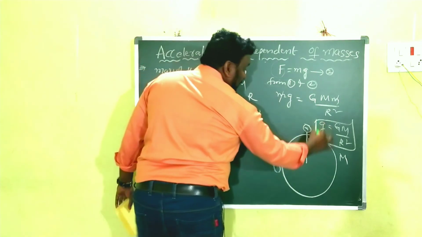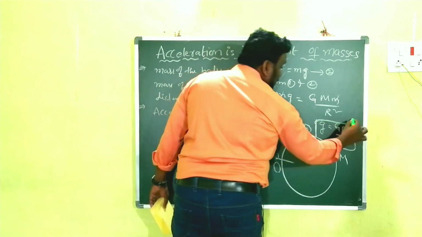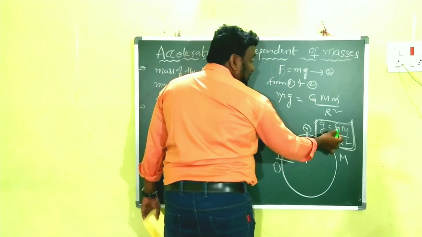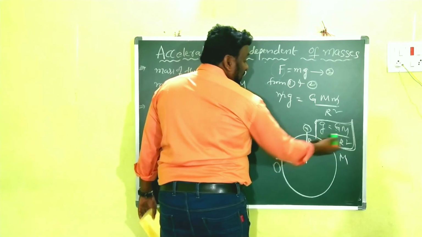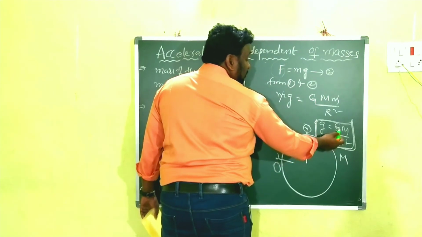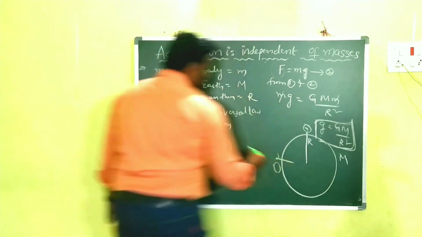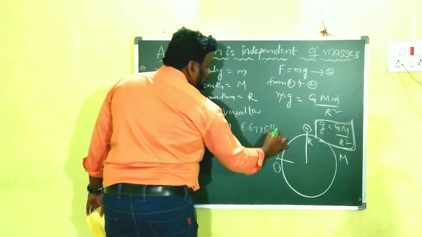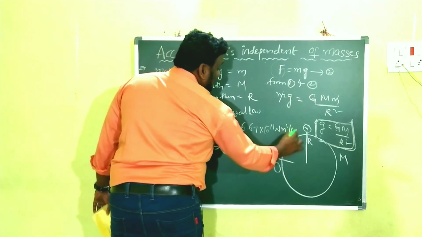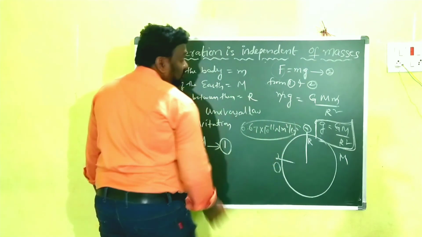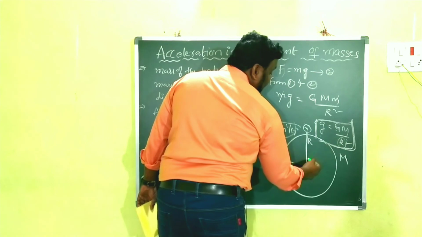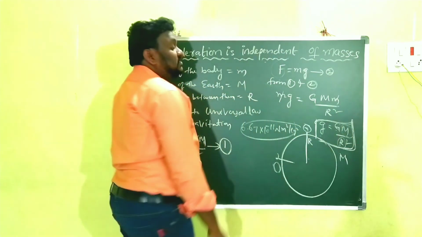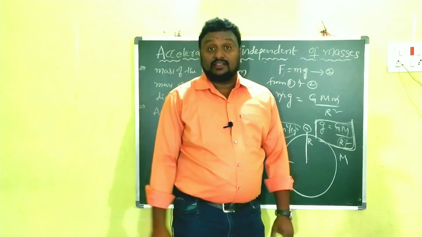Children, you have to observe, look at the equation now. g equals GM by r square. Here, what is small g? Acceleration due to gravity. And what is capital G? Universal gravitation constant. I already told you the value, 6.67 into 10 to the power of minus 11 Newton meter square per kg square. It is a constant value. And what is R? Radius of the earth. It is also constant. And M is the mass of the earth.